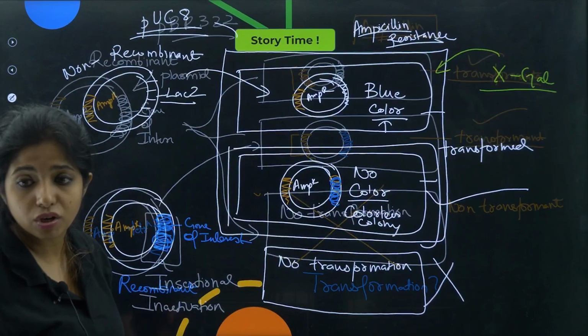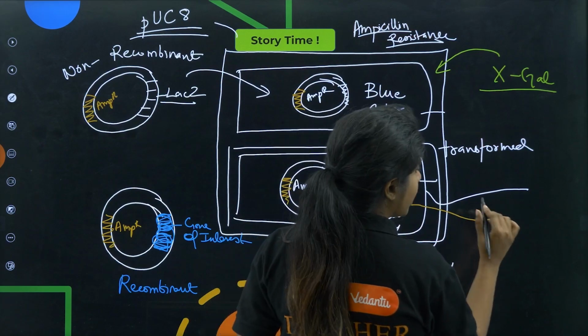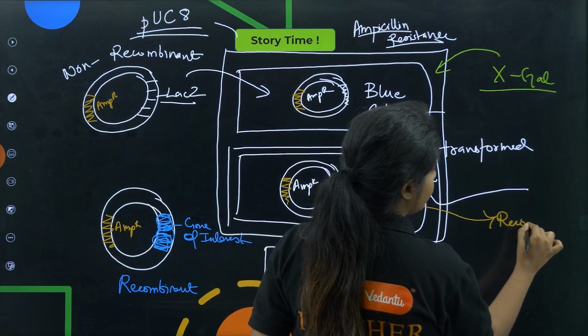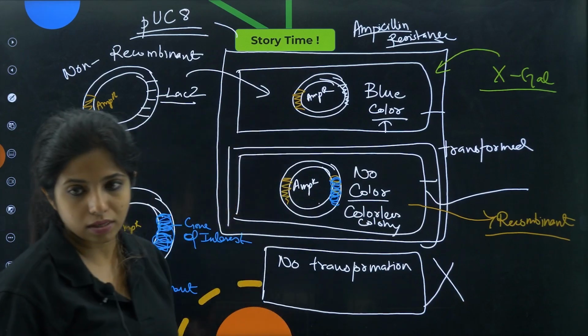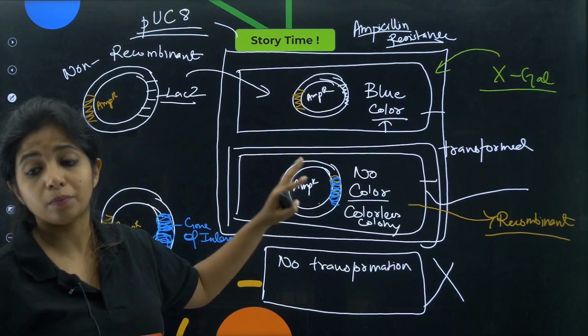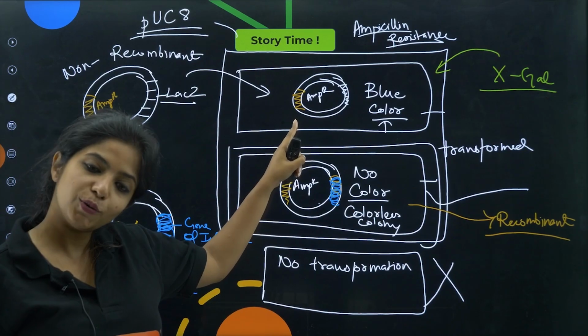That question always comes. Which one of them will be identified as recombinant ones, children? These are the recombinant ones, the colorless ones. Please do not say the blue color ones are the recombinant ones, okay? These are the recombinant ones. So, transformed, yes, both of them are transformed, but if you talk about recombination, this one has a recombination, it does not have. Cool? Works?